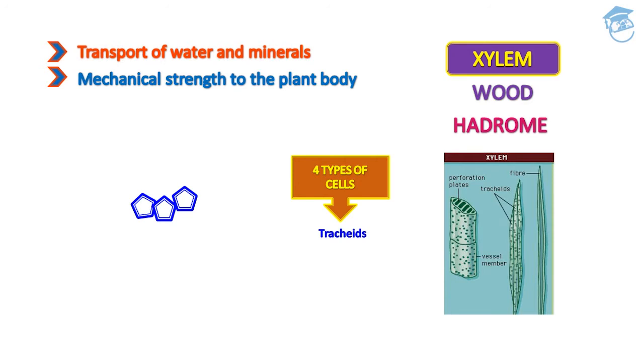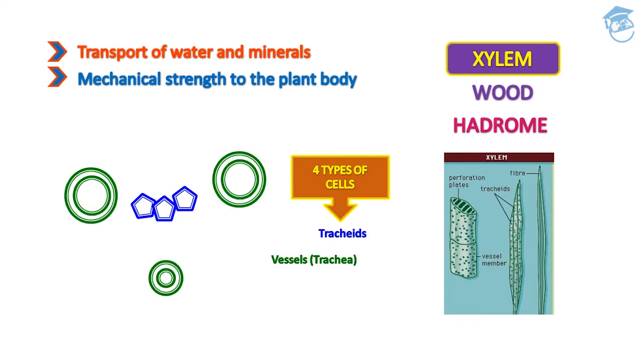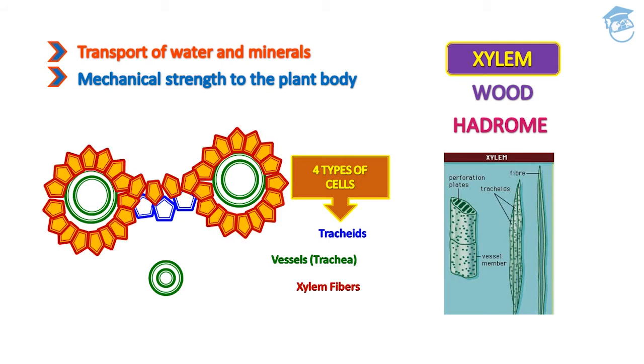First is tracheids. This is tracheid. This is vessel, which is another type of xylem. Please note that trachea or vessels, they are the same. That means vessel is also called trachea. So don't get confused with trachea and tracheids. They both are different. This is one type of xylem cell, and this is another type of xylem cell.